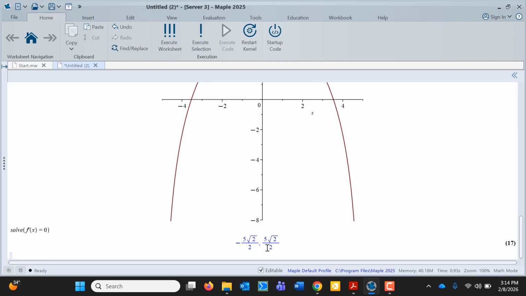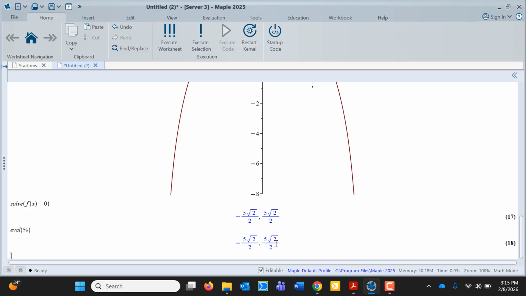And there are my 2 values. Okay. Now, those are nice and exact, but maybe we want to know what those are as decimals. So let me do eval f, and I want that last answer converted to decimals. Oops, I forgot the f, sorry. I forgot my little f, eval f, and then hit enter.